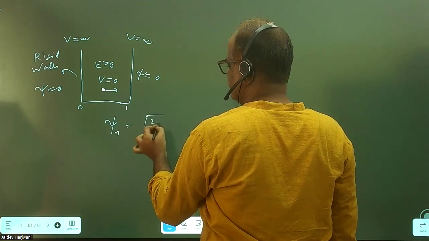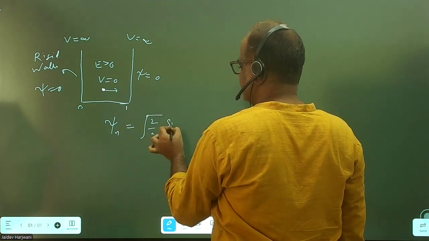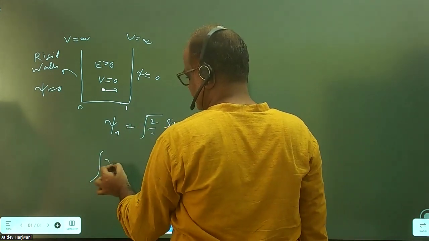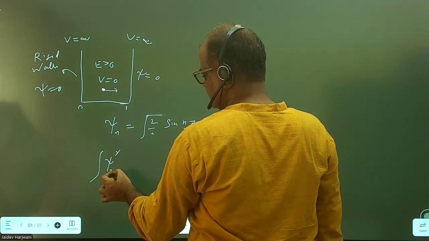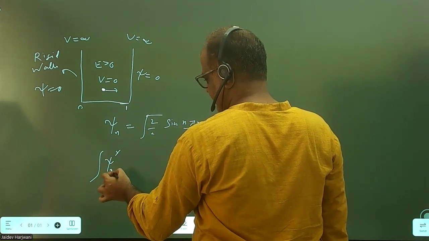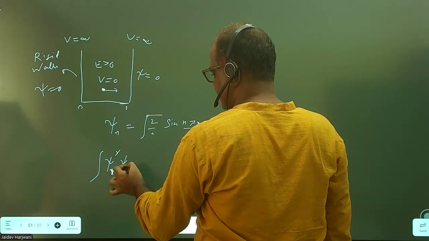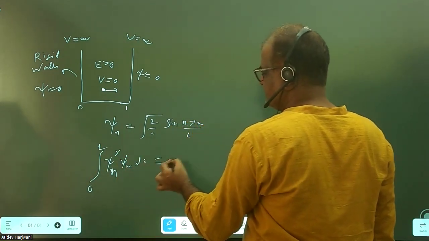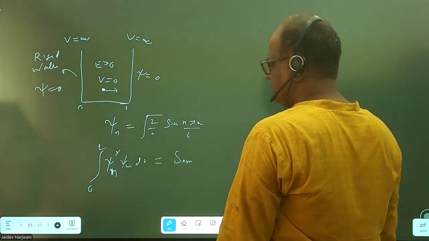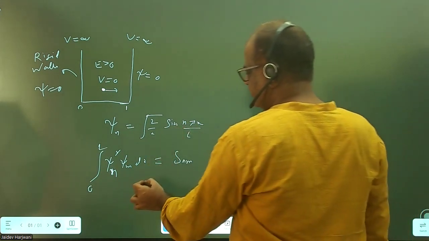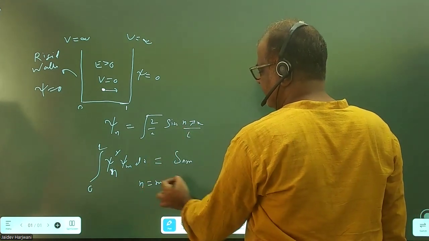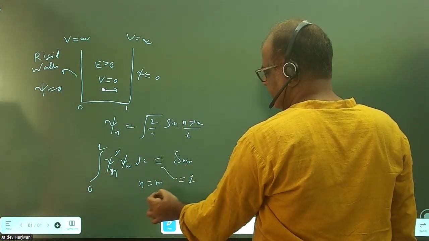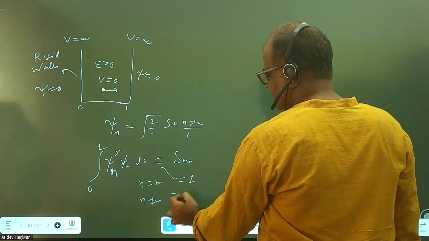These wave functions are root 2 upon a, sine n pi x upon L, and we take the integral of psi star n psi m dx. If I solve this, it is equal to delta nm. So if n is equal to m, then this will give you the value equal to 1. If n is not equal to m, then this will be 0.